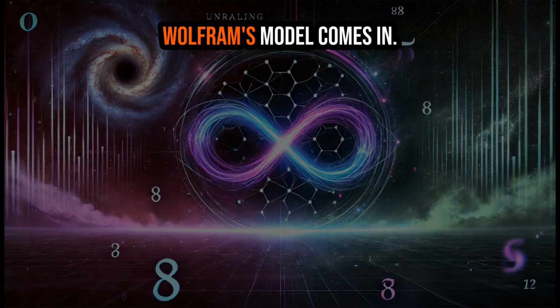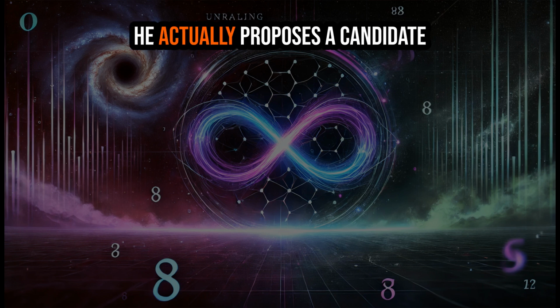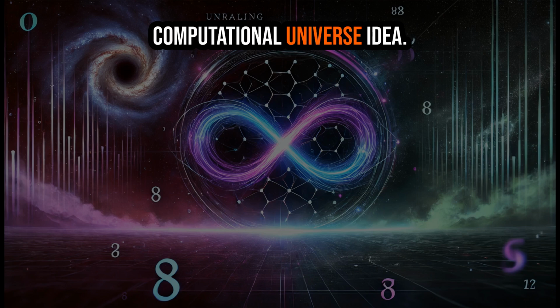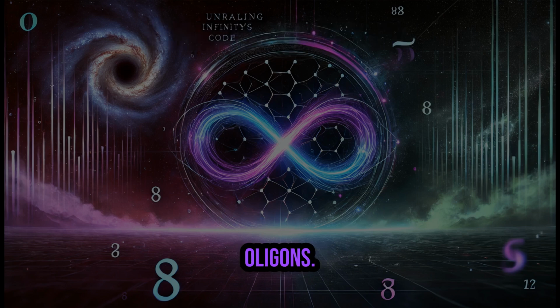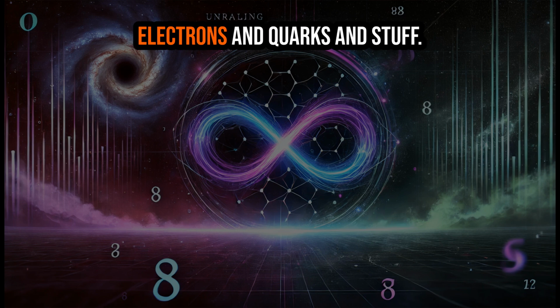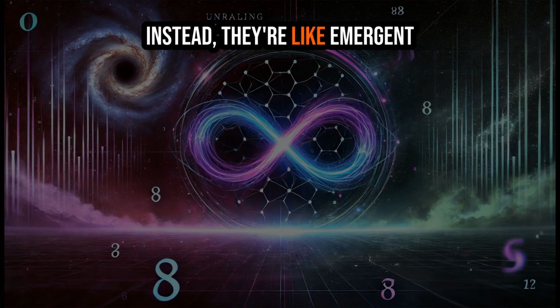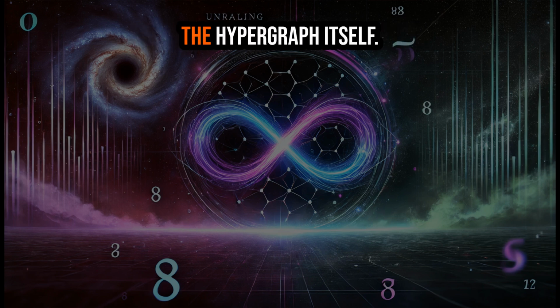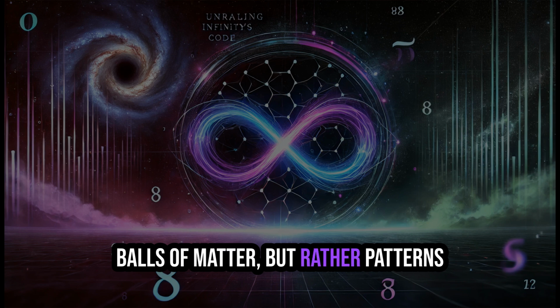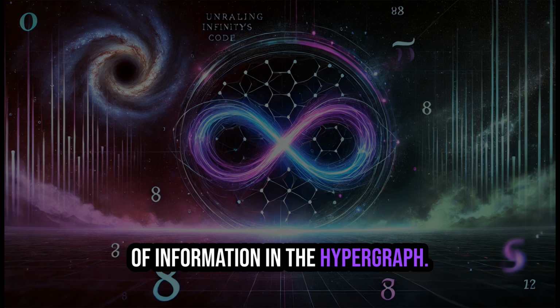Exactly. And that's where Wolfram's model comes in. He actually proposes a candidate for dark matter based on his computational universe idea. Oh, really? What is it? He calls them Oligons. Oligons. That's a cool name. So what are they? They're not like the fundamental particles that we know of, like electrons and quarks and stuff. Instead, they're like emergent particles that arise from the hypergraph itself. Okay, so they're not like little tiny balls of matter, but rather patterns of information in the hypergraph.